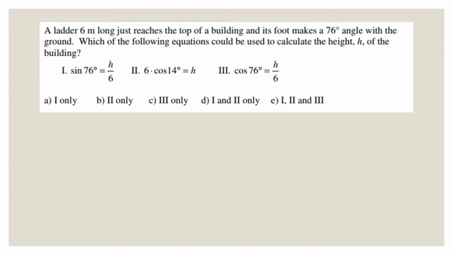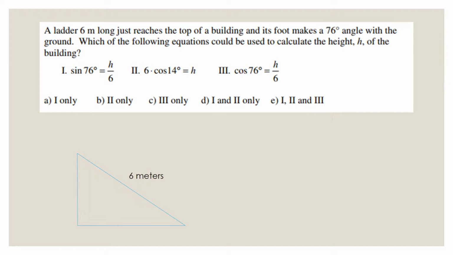Here's our first problem, our first scenario. A ladder 6 meters long just reaches the top of a building, and its foot makes a 76-degree angle with the ground. Which of the following equations could be used to calculate the height, h, of the building? So let's draw a picture for this. I like to see things visually.